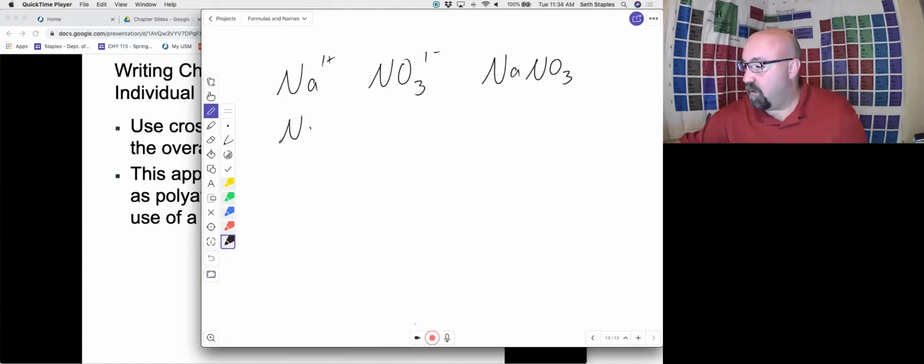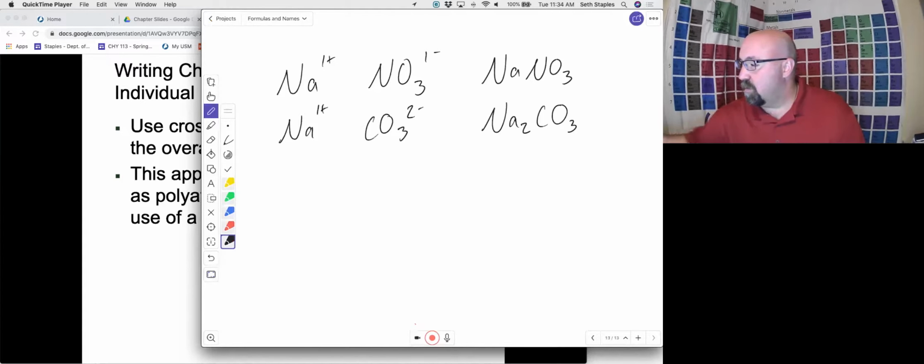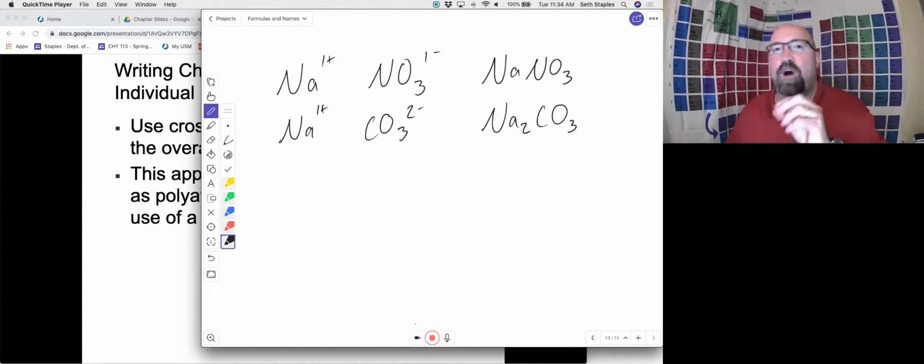Let's say we're looking at sodium carbonate. Carbonate has a 2 minus charge. So now we need 2 sodiums to balance that out. So we get Na2CO3. Let's say we need more than one of the polyatomic ion in order for things to cancel out, though.